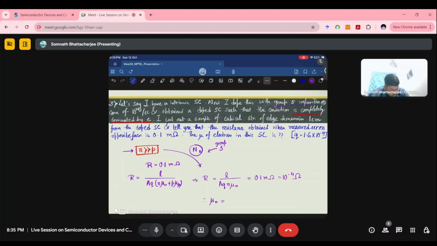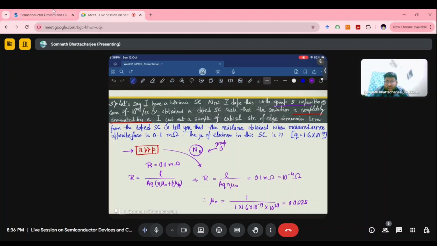Mu n is, let's write it down like this. 1 centimeter divided by 1 centimeter square multiplied by 1.6 into 10 to the power minus 19 multiplied by 10 to the power 20. So this is nothing but 10 to the power 1. So the value would be 1 by 1.6, 1 by 16. So the value would be 0.0625. The mobility is 0.0625.